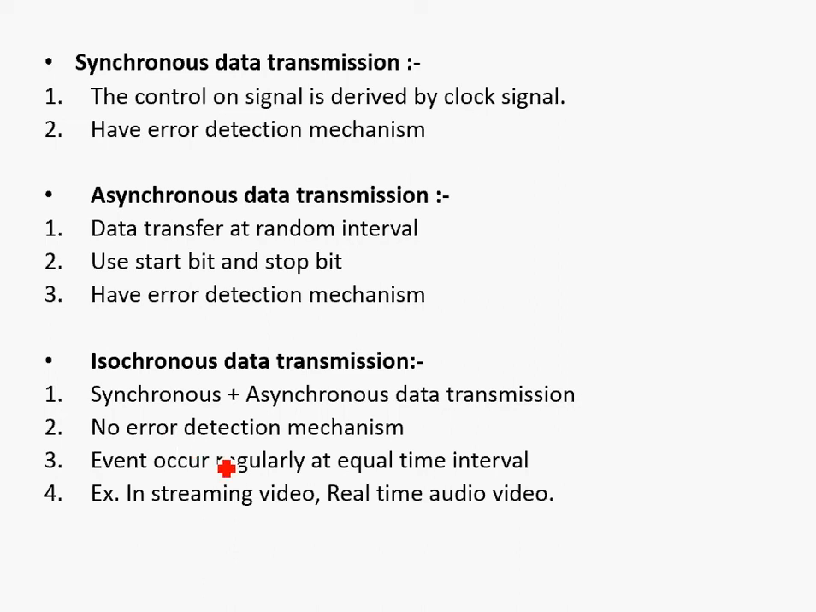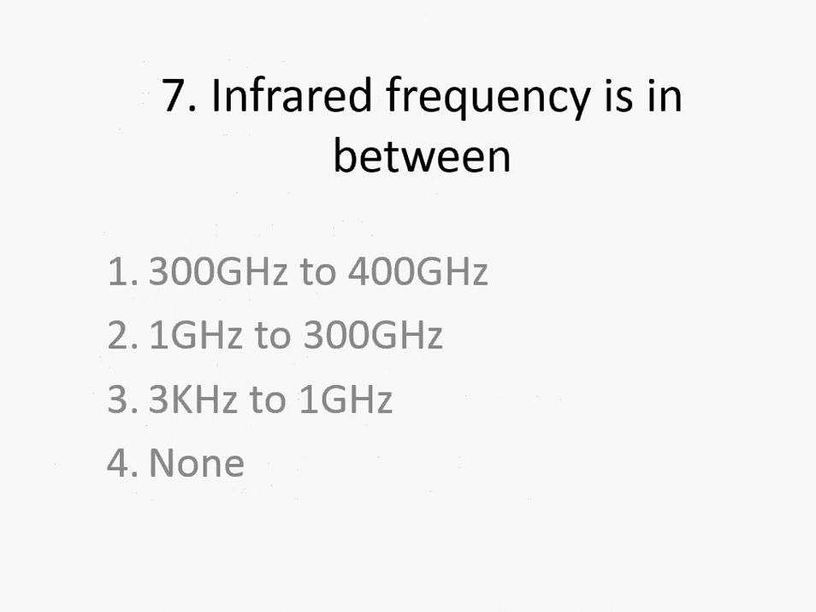There is no error detection mechanism, so the events occur regularly at equal time intervals, meaning data transfer at regular intervals. An example of this is streaming video; real-time audio and video are examples of isochronous data transfer.